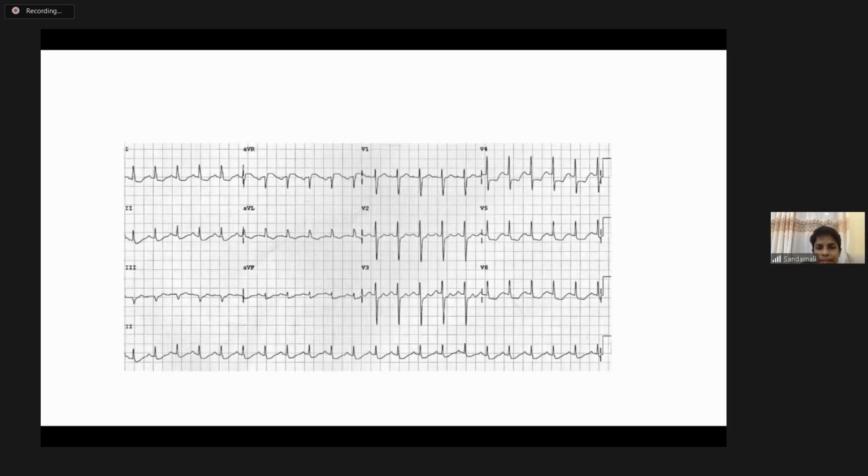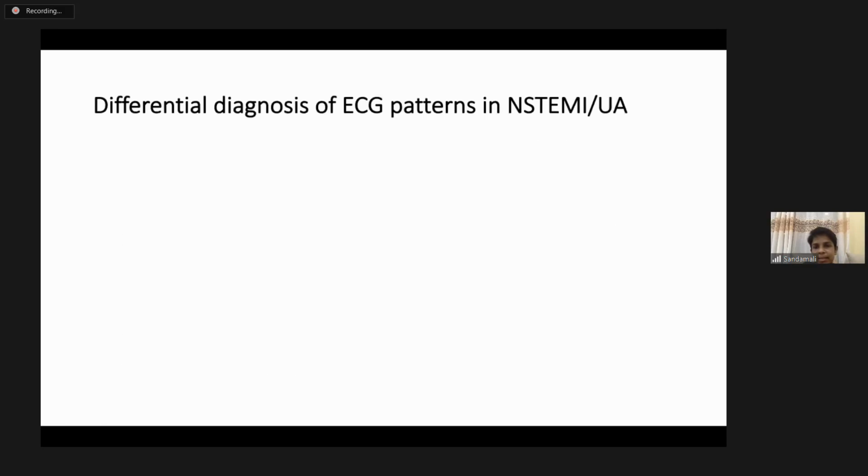This is an example of a patient who had non-ST elevation MI who presented with chest pain, and you can see widespread ST depressions involving several leads from V2 to V6 and lead 1, aVL to lead 2 also, and the patient is having sinus tachycardia. This patient was managed as non-ST elevation MI.